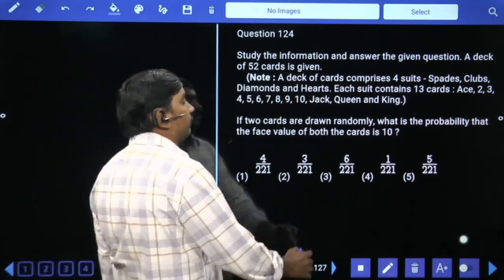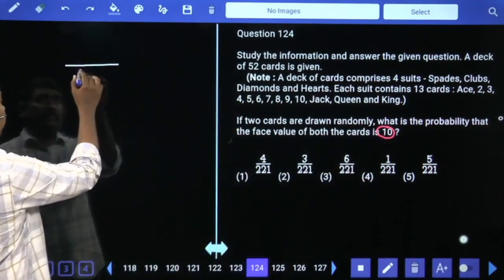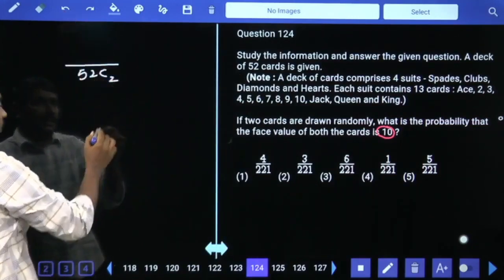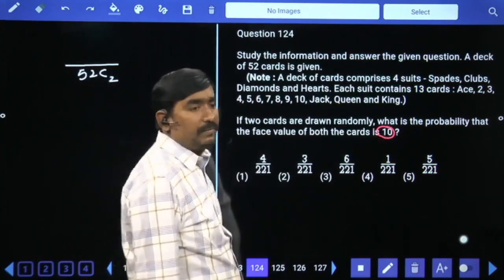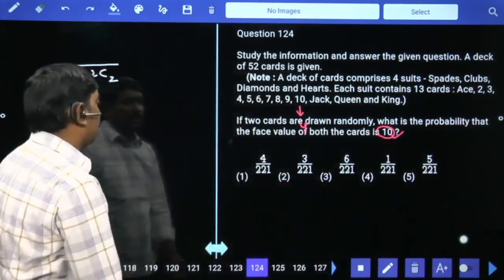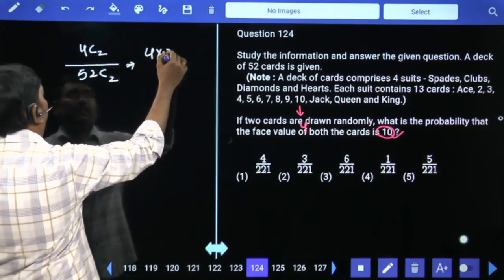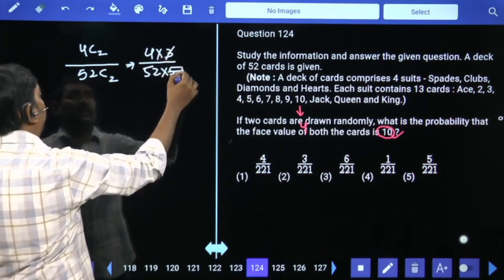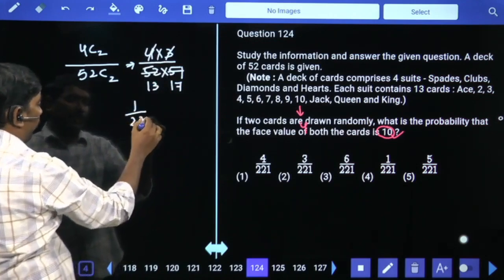Means number 10 cards. Total 52 cards are there. Out of 52 cards, 2 cards are drawn, so the sample size is 52C2. Then probability of both the cards being number 10 cards: number 10 cards are 4 cards. Out of 4 cards, 2 cards we draw, 4C2. 4 into 3 by 52 into 51. 1 by 221 is your answer.